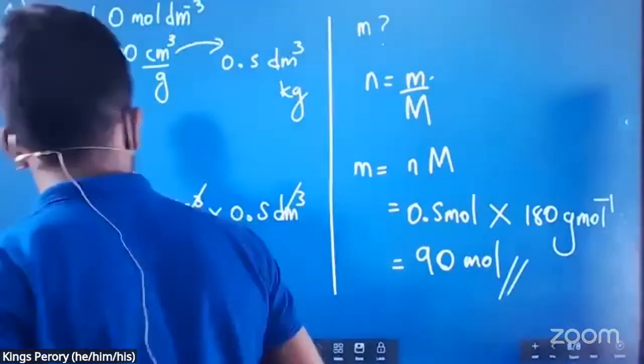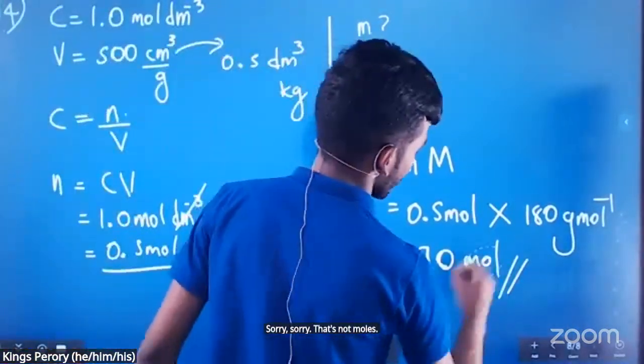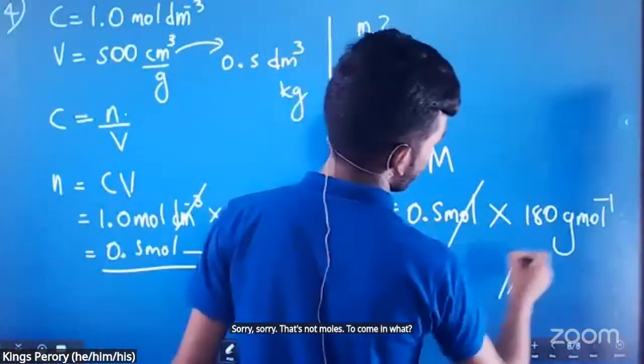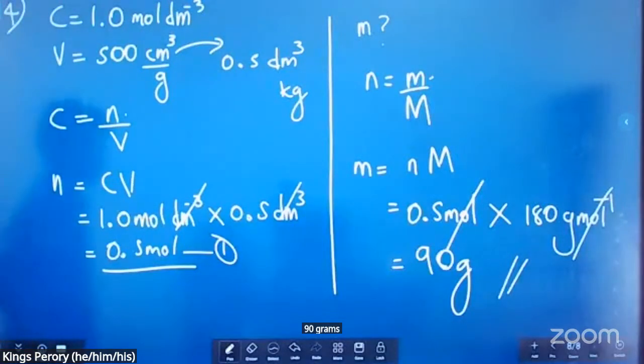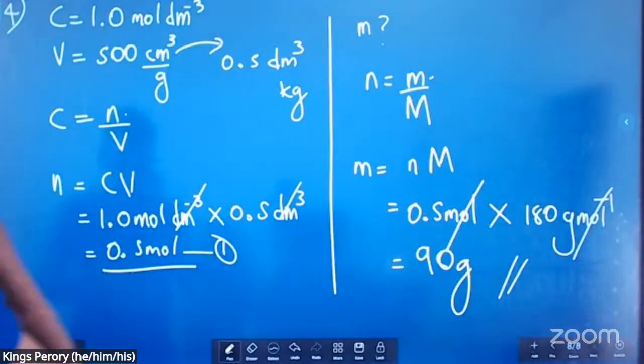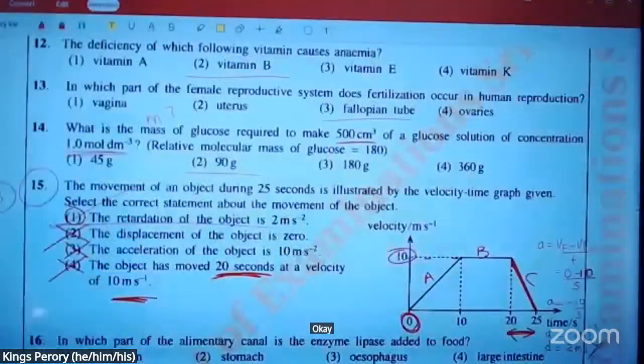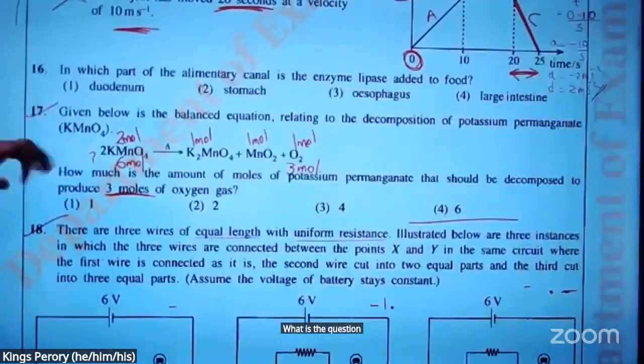Sorry, that's not moles. It should come in what? Moles per moles cancel off. You get the answer in grams. 90 grams. So your answer is answer 2. 14th question done. 15th question done.